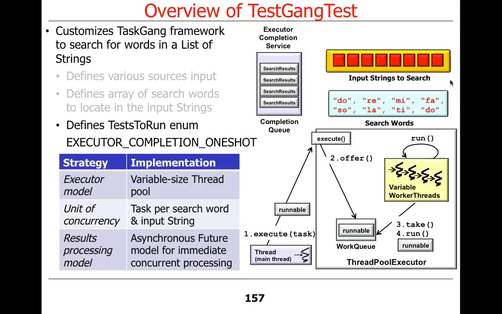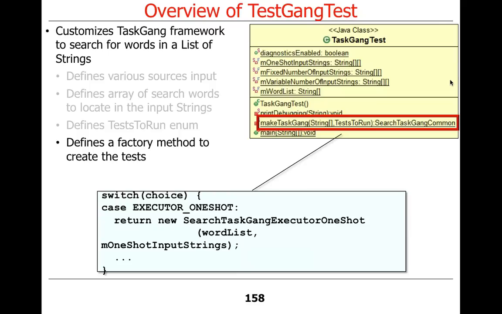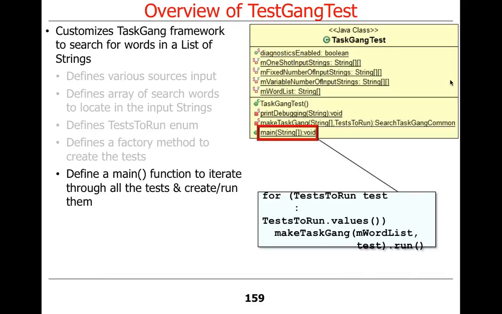OK, so let's take a look at the rest of the TaskGang Test. So we define a factory method to create the tests. So you guys are familiar with the factory method pattern. This guy gets called, and he goes off and creates the appropriate tests based on the parameter that's passed in. And then here we have the main function that iterates through all the tests to create and run them.